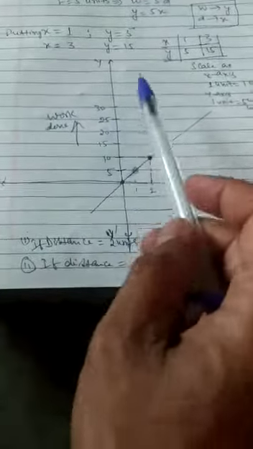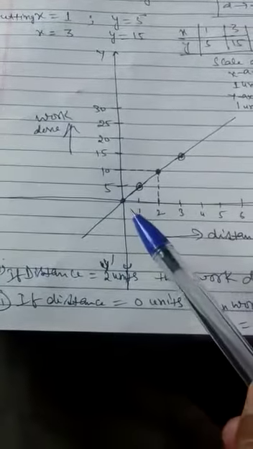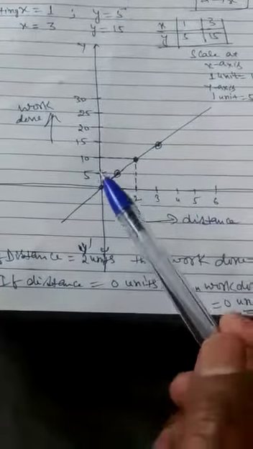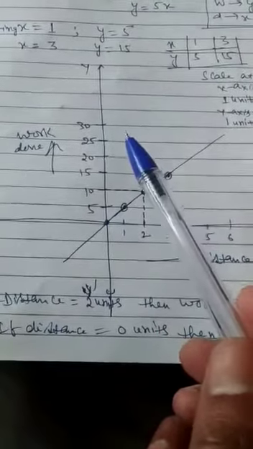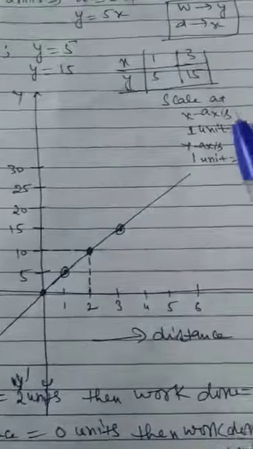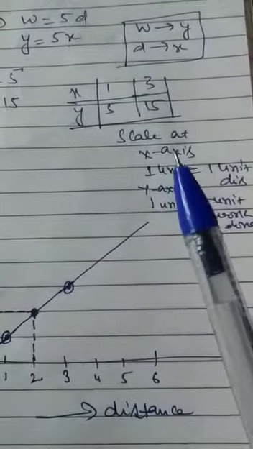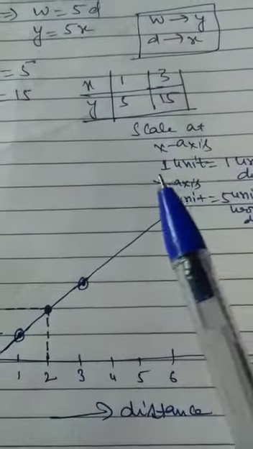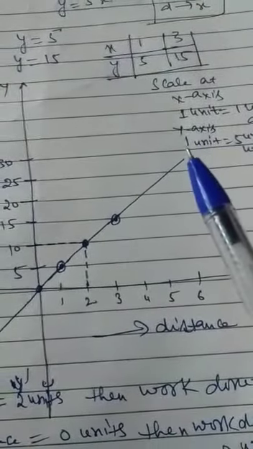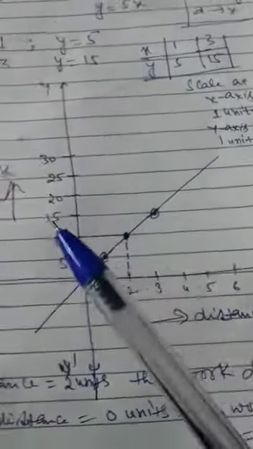You can see this is the graph: X axis, Y axis, X axis, this X dash. In the negative direction it is X dash. This is the origin. Y axis, Y dash. Now I am taking 1, 2, 3, 4, 5, 6 on the X axis and 5, 10, 15, 20, 25, 30. We need to write a scale also. It is a very important part of the graph. Scale at the X axis: 1 unit is equal to 1 unit distance I have taken, and at the Y axis 1 unit is equal to 5 units work done.